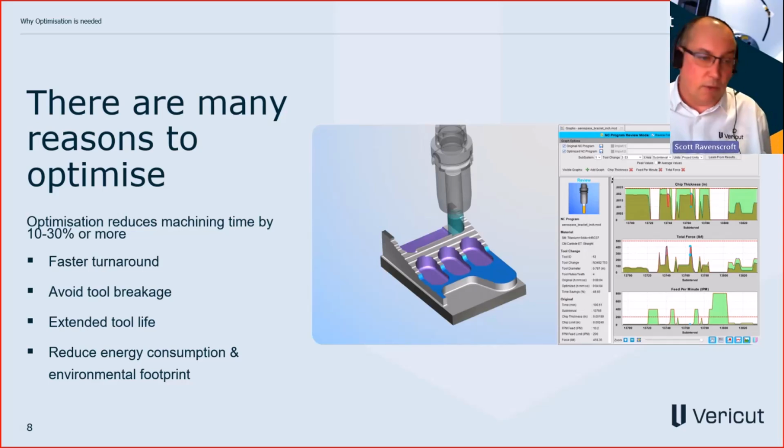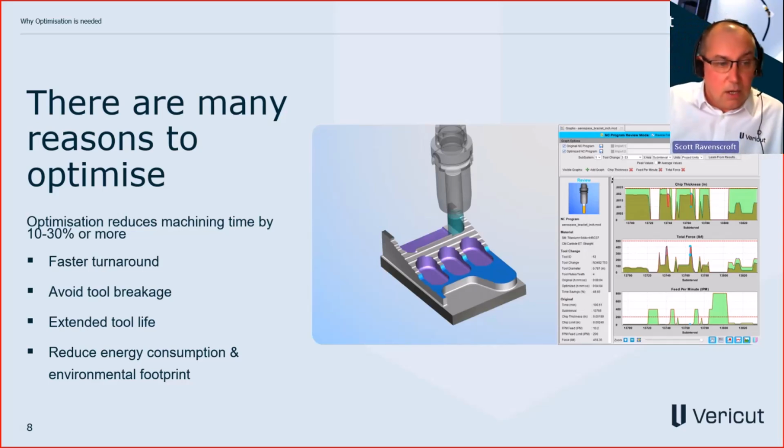Why would we want to do all this? So optimization can reduce your machining time. I've seen more than 30%, but we generally quote between 10 to 13%, depending on the material you're actually machining. So it can give us a faster turnaround on our parts, more productivity.